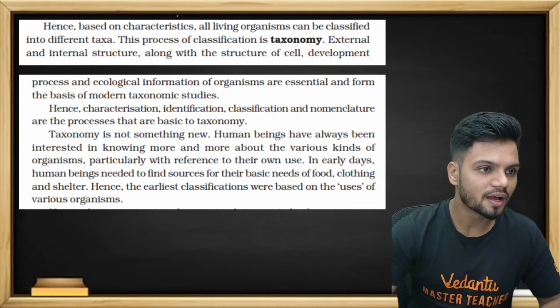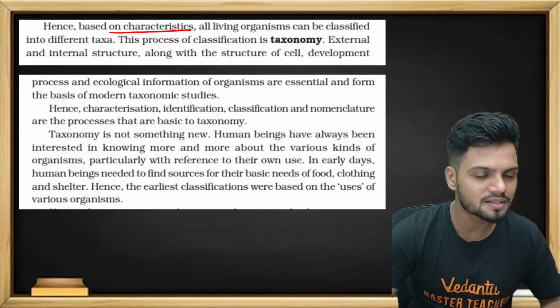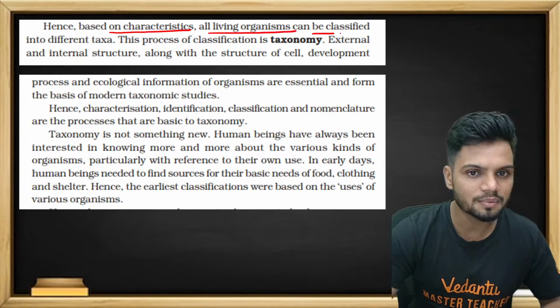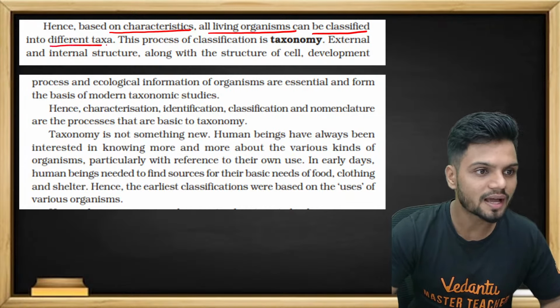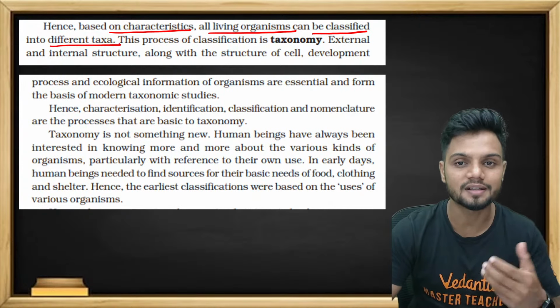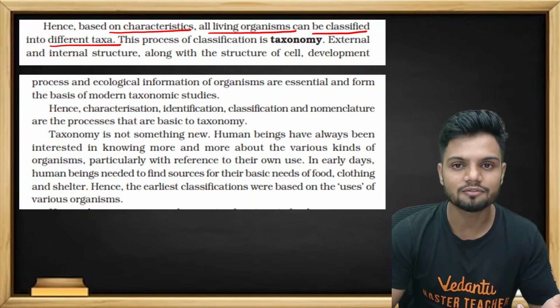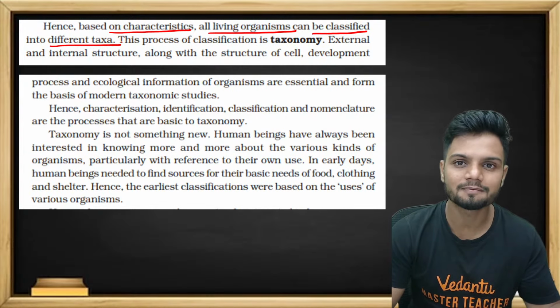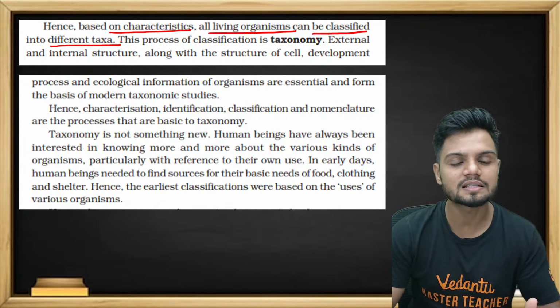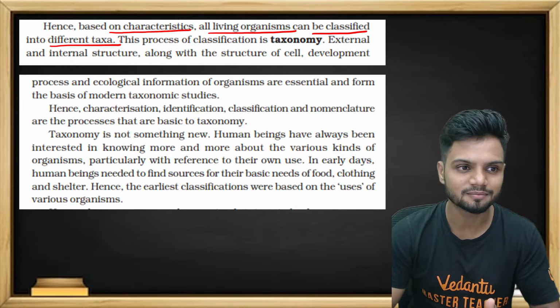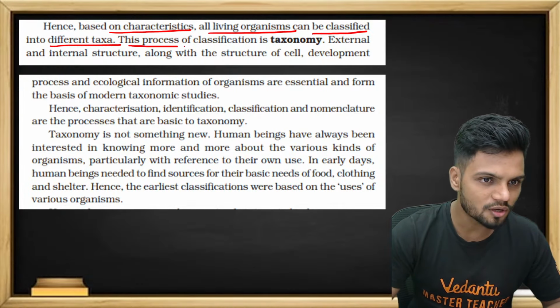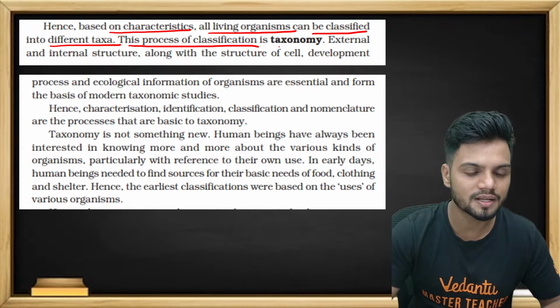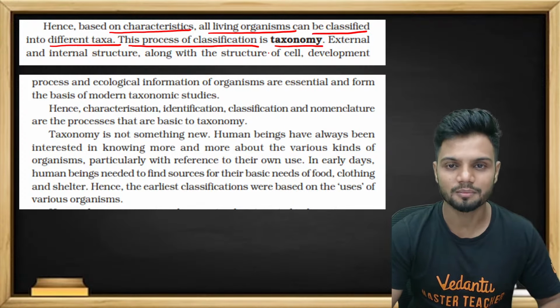Okay, next. Hence, based on the characteristics, all living organisms can be classified into different taxa. So, based on the characters, we can have different taxa. For example, plants with chlorophyll, different taxa. Animals, different taxa. Mammals, different taxa. This process of characterization and classification is called taxonomy.